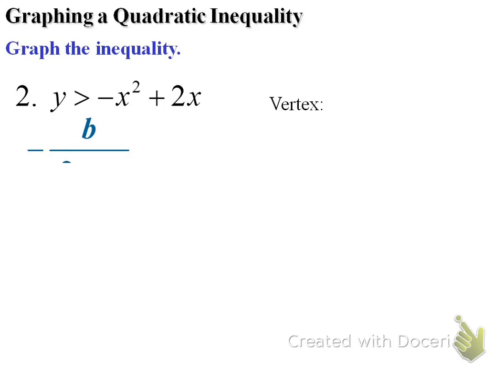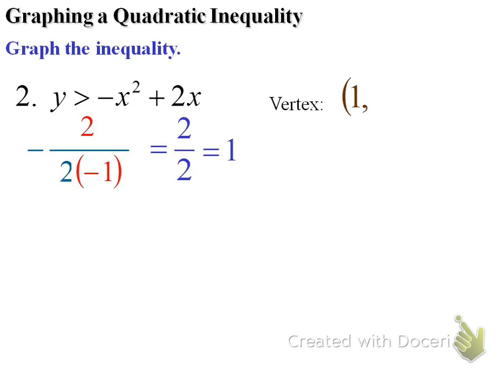First thing I'm going to do is find our vertex. So I do the negative b over 2a. What's b in this case? What's a? Negative 1. Good. So you're going to have a negative on the bottom and a negative out front. A negative, negative, of course, becomes a positive. So my answer here is positive 1.